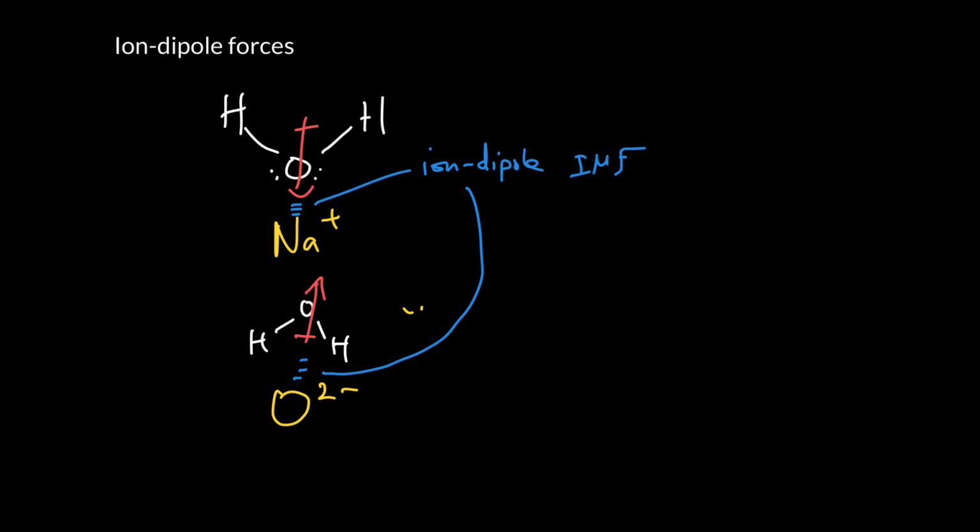Now the forces themselves are proportional to two things: the charge on the ion. So I'm going to put that in absolute terms here. Charge on the ion, so a 2 negative and a 1 positive. I'm going to say this is twice the magnitude of this, so it'll have twice the attraction here. So this will be much, much stronger.